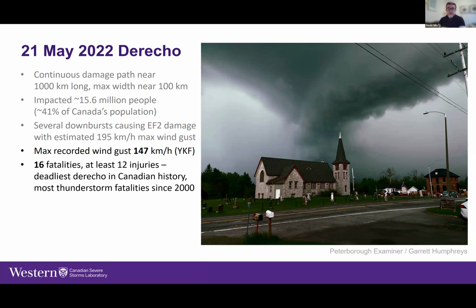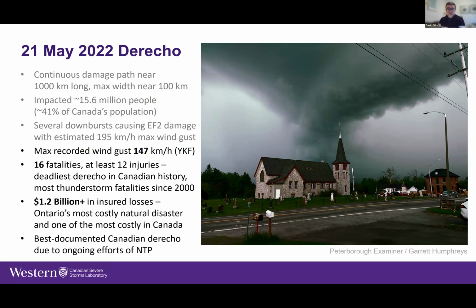So the deadliest derecho in Canadian history and the most fatalities due to a thunderstorm event since 2000, the Pine Lake tornado. As far as financial losses, 1.2 billion plus in insured losses. It's Ontario's most costly natural disaster, one of the most costly in Canada. And it's our best documented derecho up to this point.